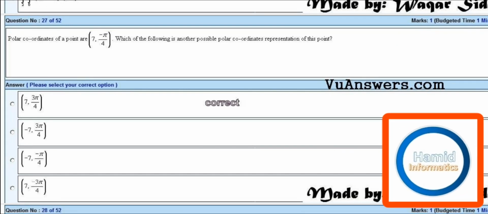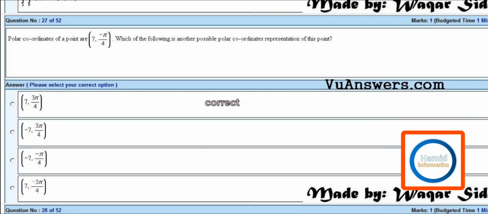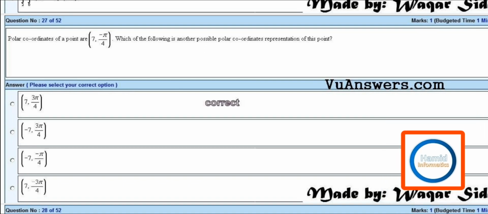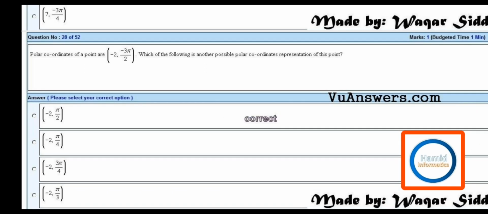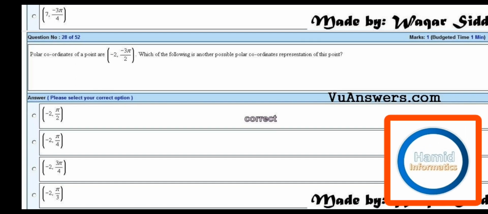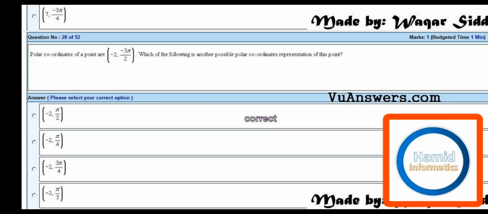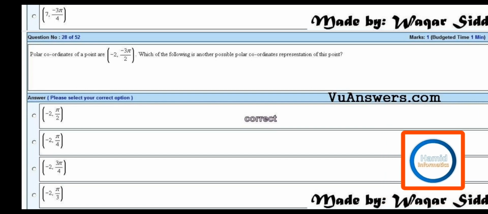polar coordinate of a point is 7 comma minus pi by 4. Which of the following is another possible polar coordinate representation of this point? And the answer is 7 comma 3 pi by 4. Which of the following is another possible polar coordinates representation of this point? And the answer is minus 2 pi by 2.